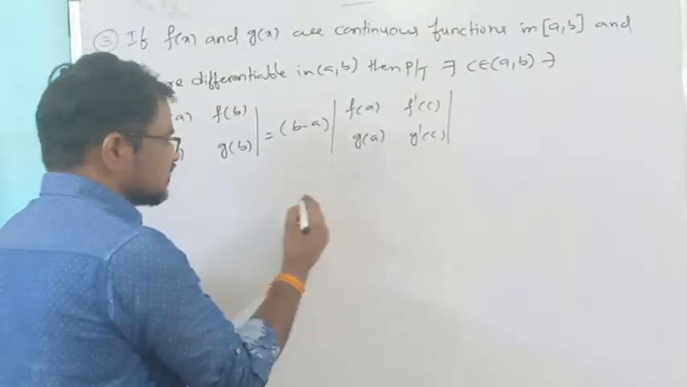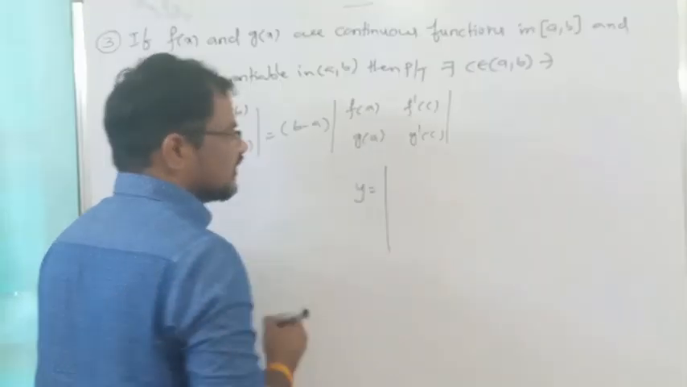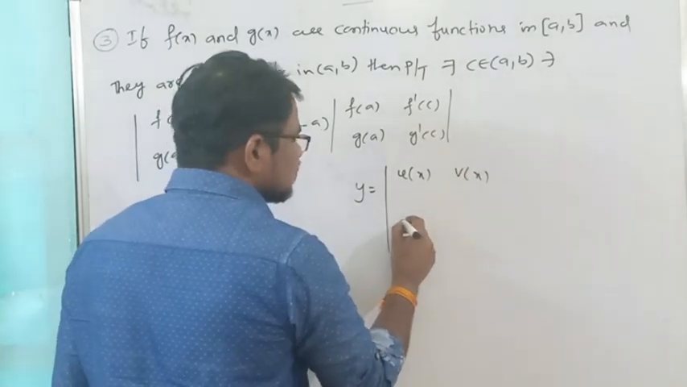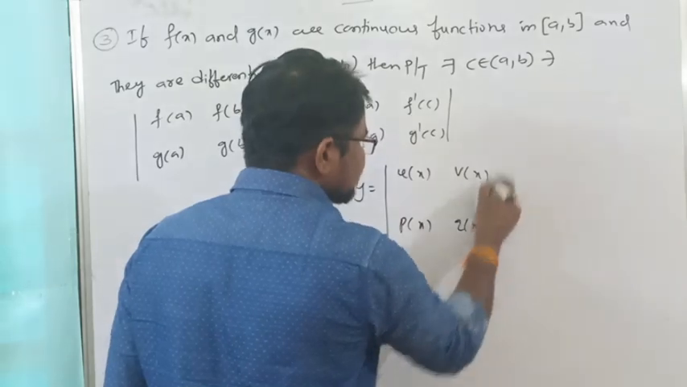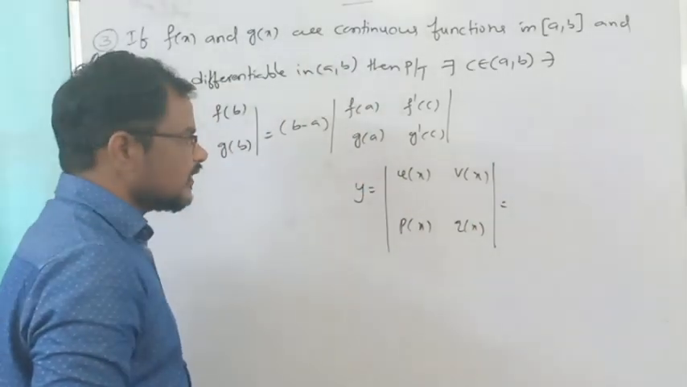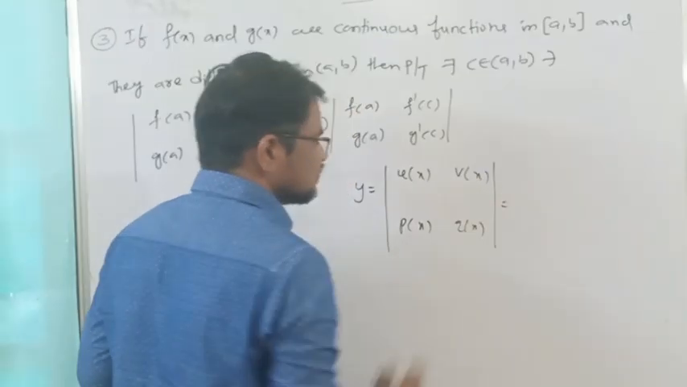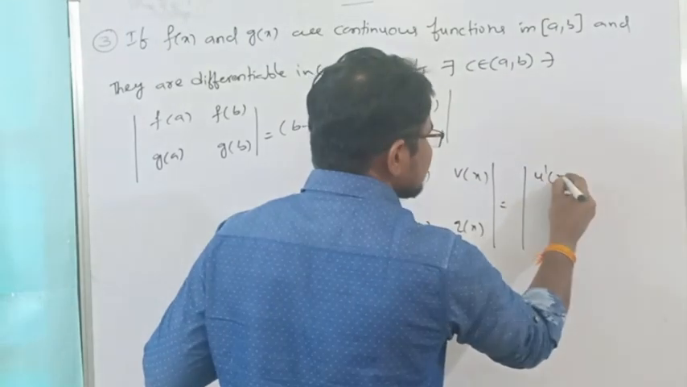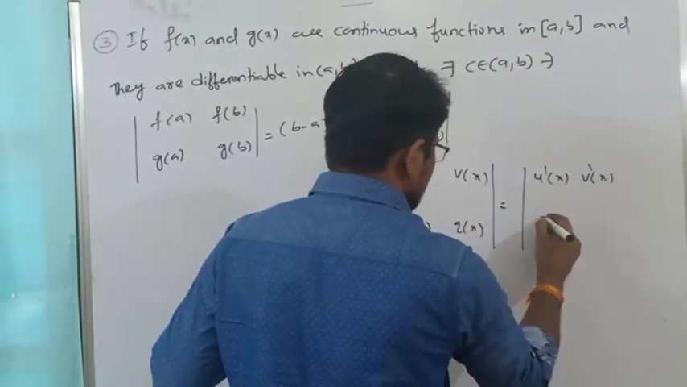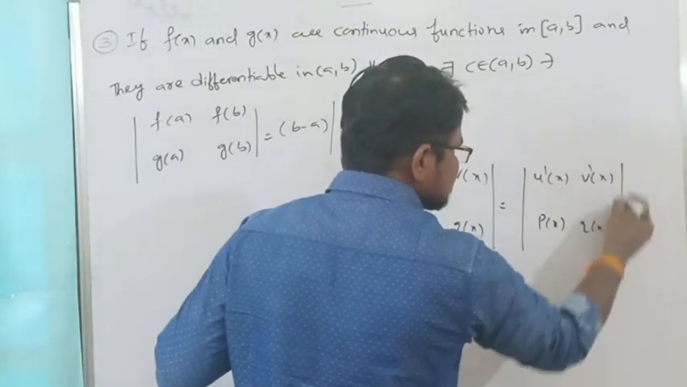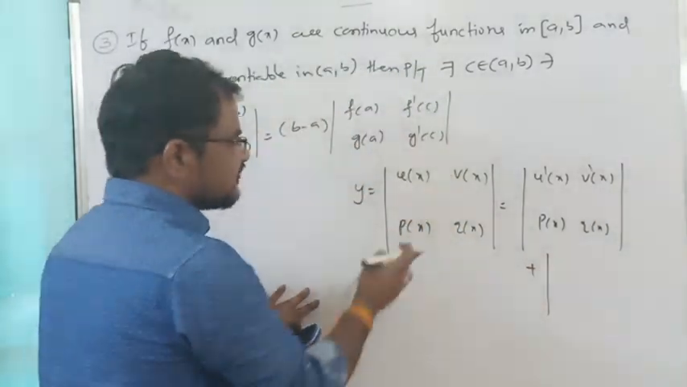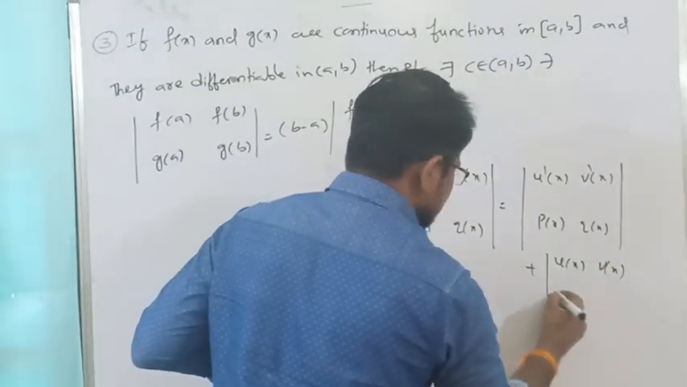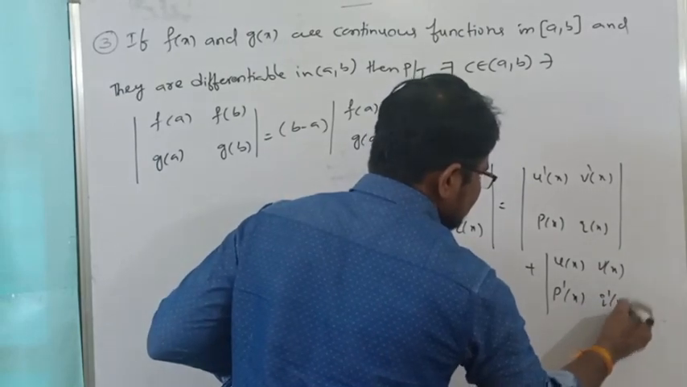Once you see, we know that if y equals a determinant with first row u of x, v of x, and second row p of x and q of x, how do we differentiate it? We do the differentiation for the first row and write the second row as it is: u dash of x, v dash of x, and p of x, q of x as it is. Plus we differentiate the second row, writing the first row as it is, u of x and v of x, and p dash of x, q dash of x. Like this we have to do.